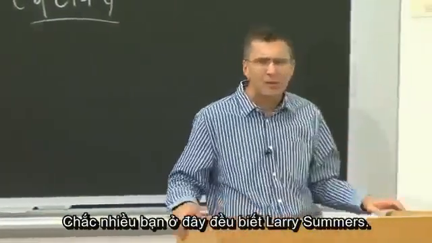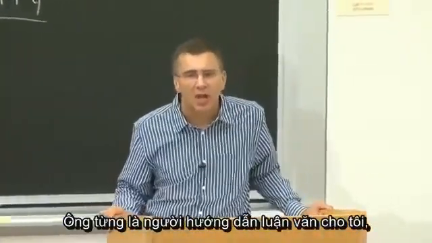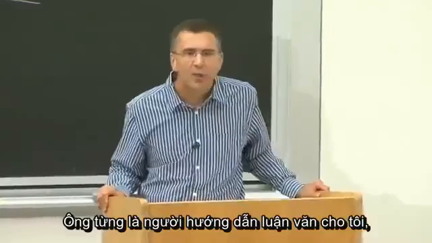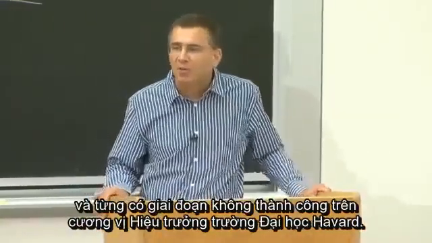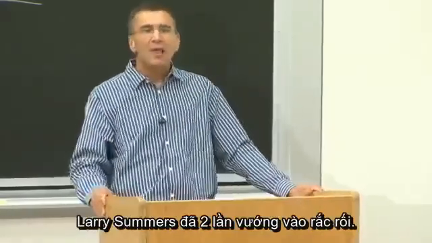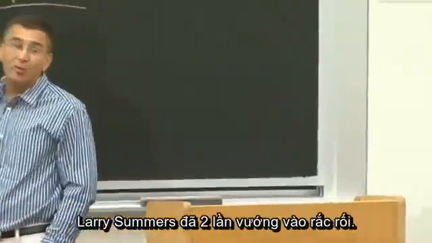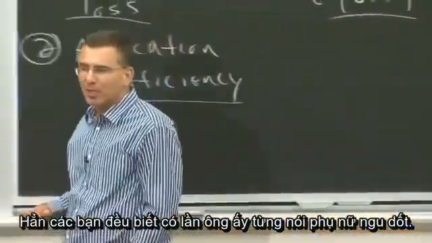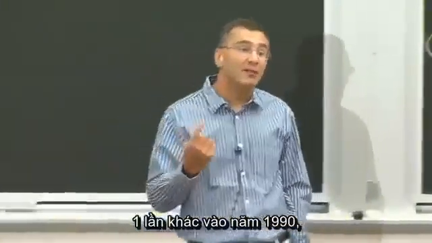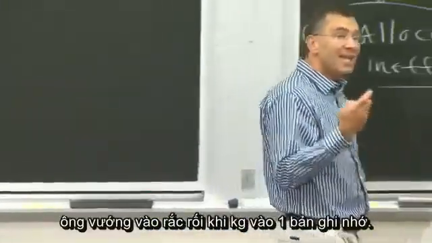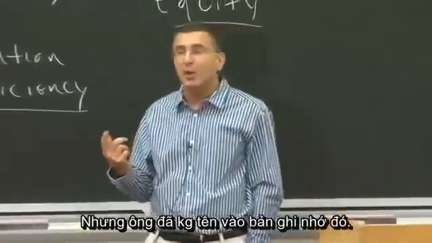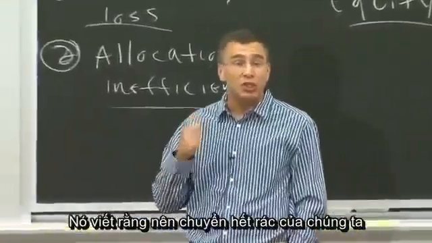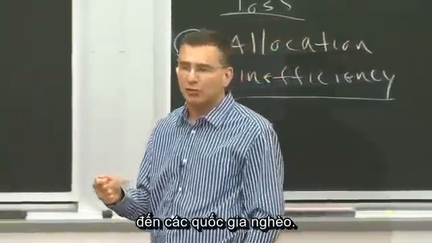One last thing on this note. Many of you may know who Larry Summers is. Larry Summers was actually my thesis advisor, who then went on to be Secretary of the Treasury, had a somewhat failed stint as president of Harvard, and is now Obama's top economic advisor. Well, Larry Summers has gotten himself in trouble two times. You all know about the time he said women are stupid. But the other time he got himself in trouble was in 1990. He actually signed his name to a memo saying that the efficient thing to do is we should ship all our garbage to poor countries.